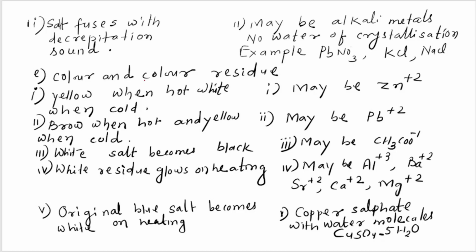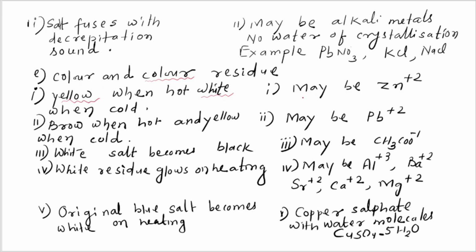So here you can see first what is the color of the salt, and after heating what is the color of the residue. Yellow when hot, white when cold. When you heat, it is yellow, and when cold it is white. So you can observe, I can say this is the cold and this is the hot.